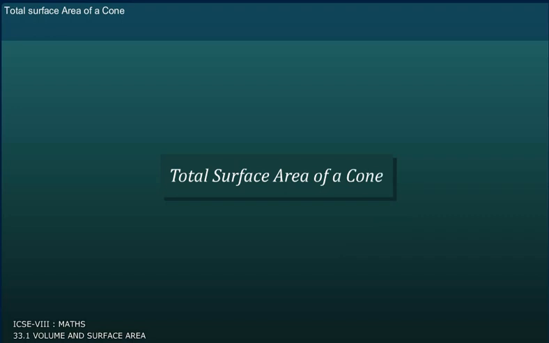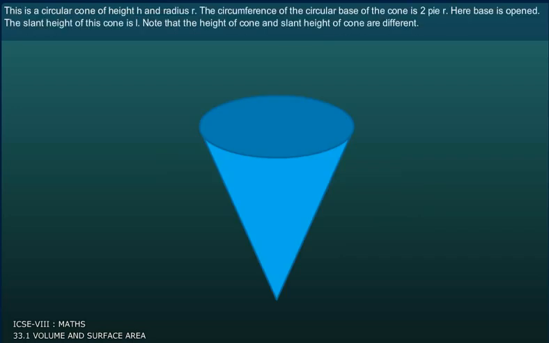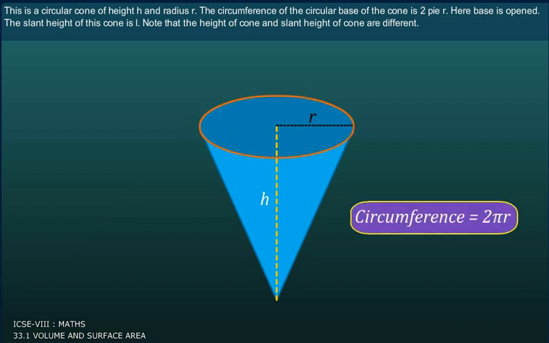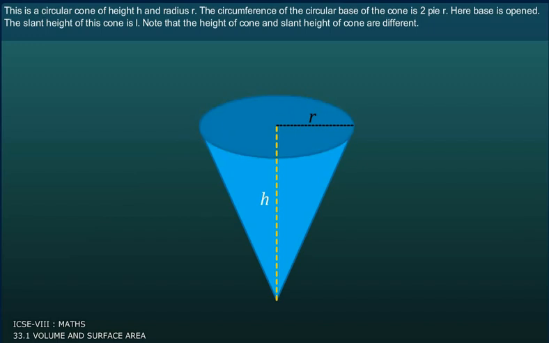Total surface area of a cone. This is a circular cone of height h and radius r. The circumference of the circular base of the cone is 2 pi r. Here, the base is open. The slant height of this cone is L. Note that the height of the cone and the slant height of the cone are different.